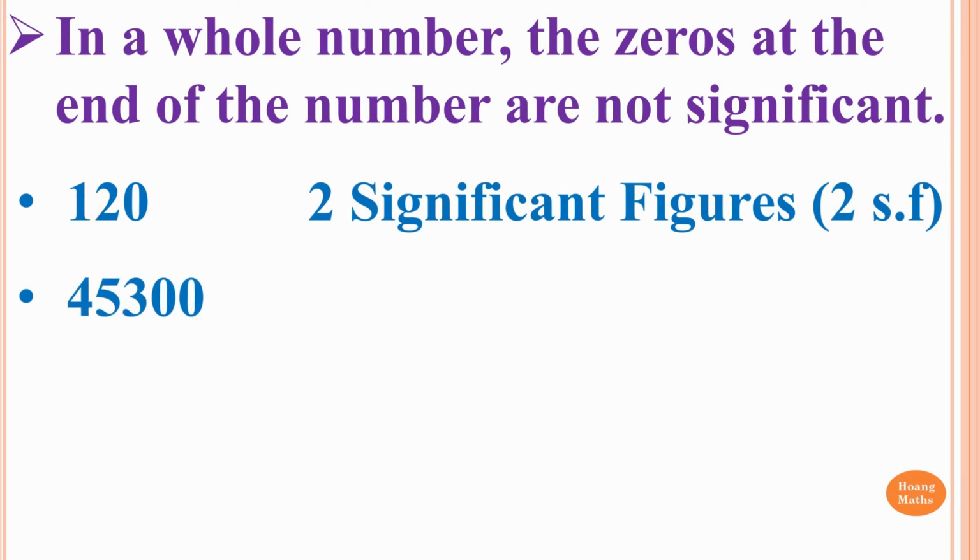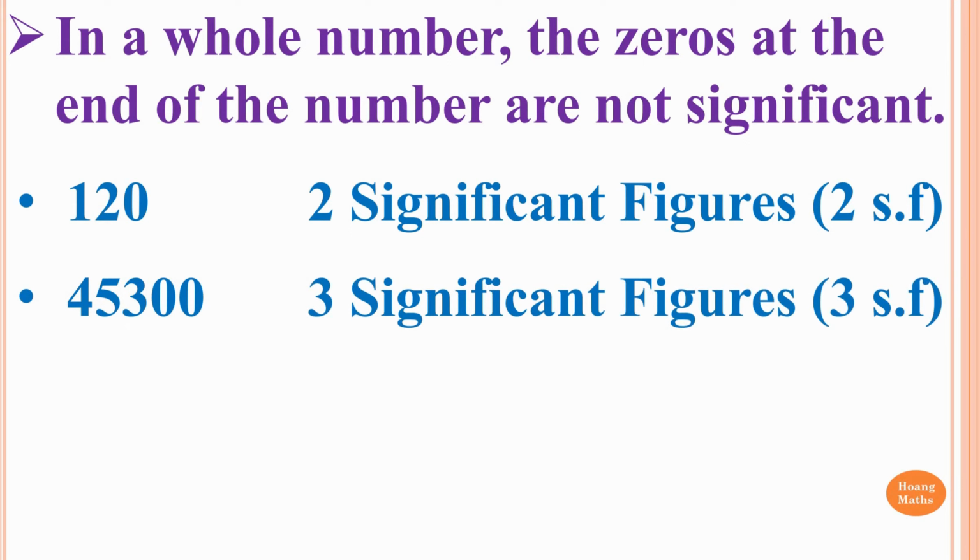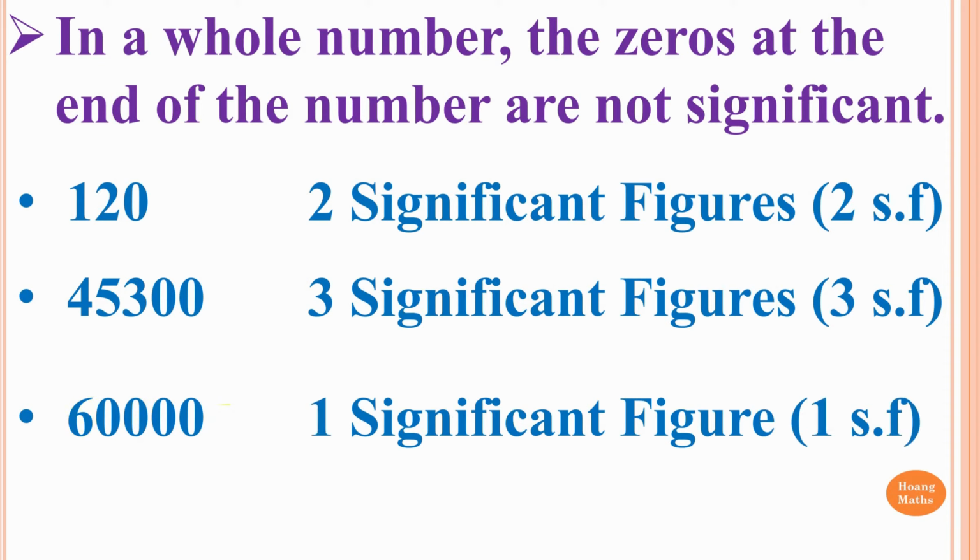Second example. Because of 0 at the end of a whole number, these 2 zeros are not counted, okay? So we only have 1, 2, 3. So we only have 3 significant figures. 60,000. Because again, 0 at the end of a whole number is not significant. So therefore we only count the digit 6. So only 1 significant figure.